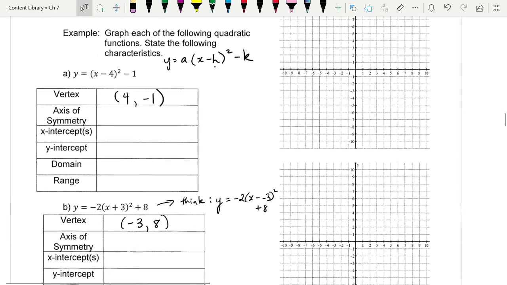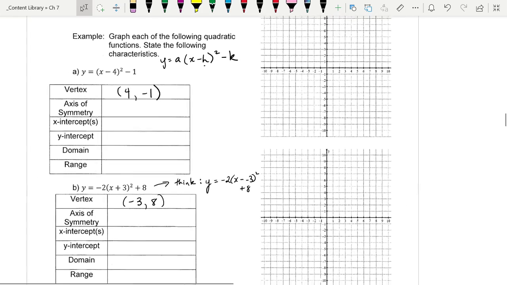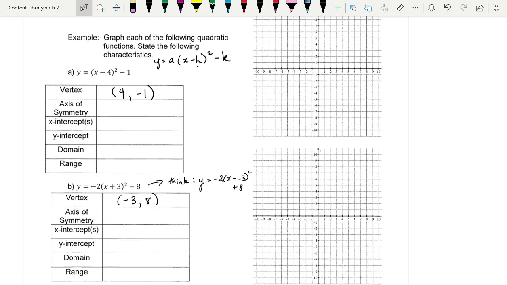Let me make this a little smaller. There we go. Okay, let's fill out the rest of it. What does the vertex tell you about the axis of symmetry? The x value has to be the same because the axis of symmetry has to pass through the vertex. So that kind of tells you for sure what those are.